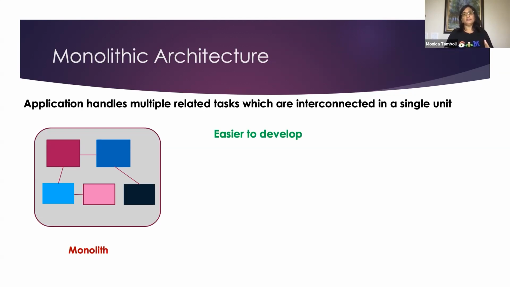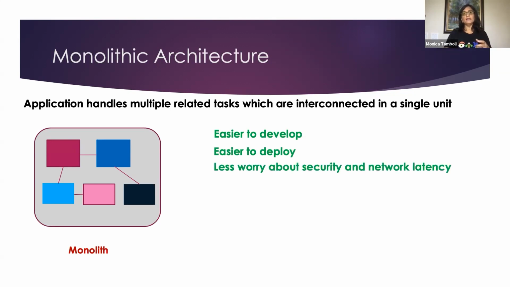So, you start with your first application, you start writing different modules. You write functions, you separate it out, but it's still one application. When you compile, you deploy as a whole. So they are easy to deploy, with less worry about security and network latency because it's on the same network. All the calls are internal calls between different components.